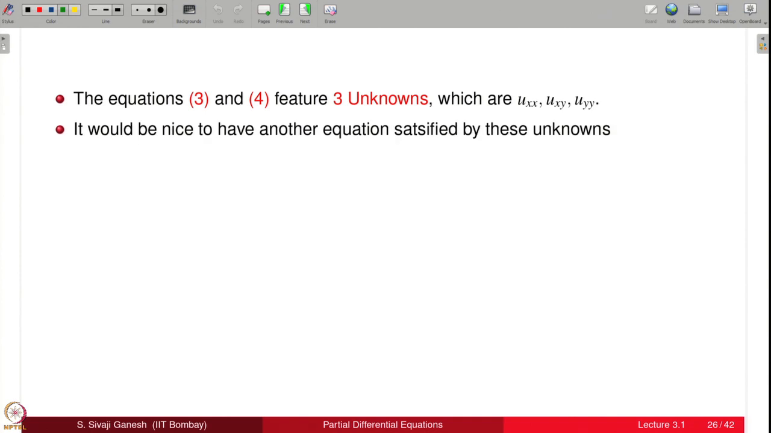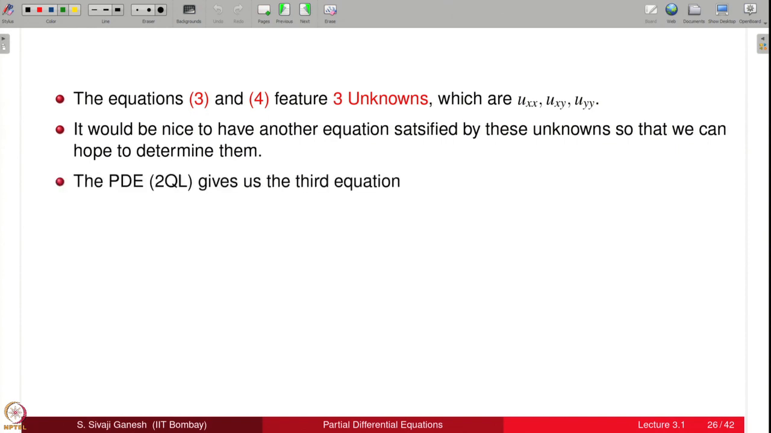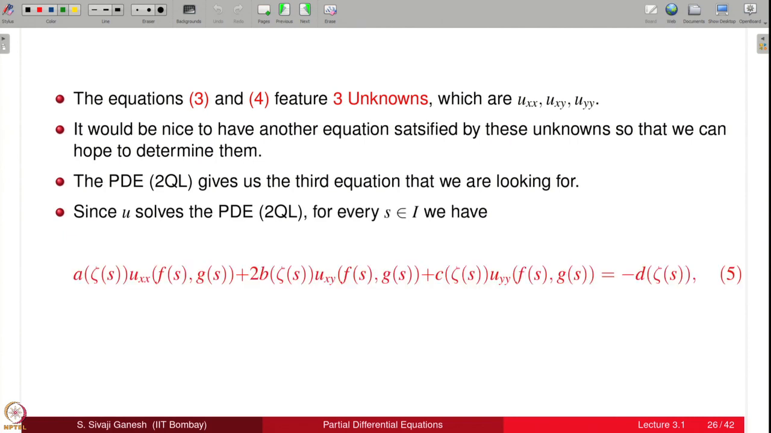It would be nice to have another equation satisfied by these unknowns so that we can hope to determine them. The PDE, the second order quasi-linear PDE, gives us a third equation, because the PDE is an expression for some combination of second order partial derivatives. Thus, we have a u_xx plus 2b u_xy plus c u_yy equal to minus d.